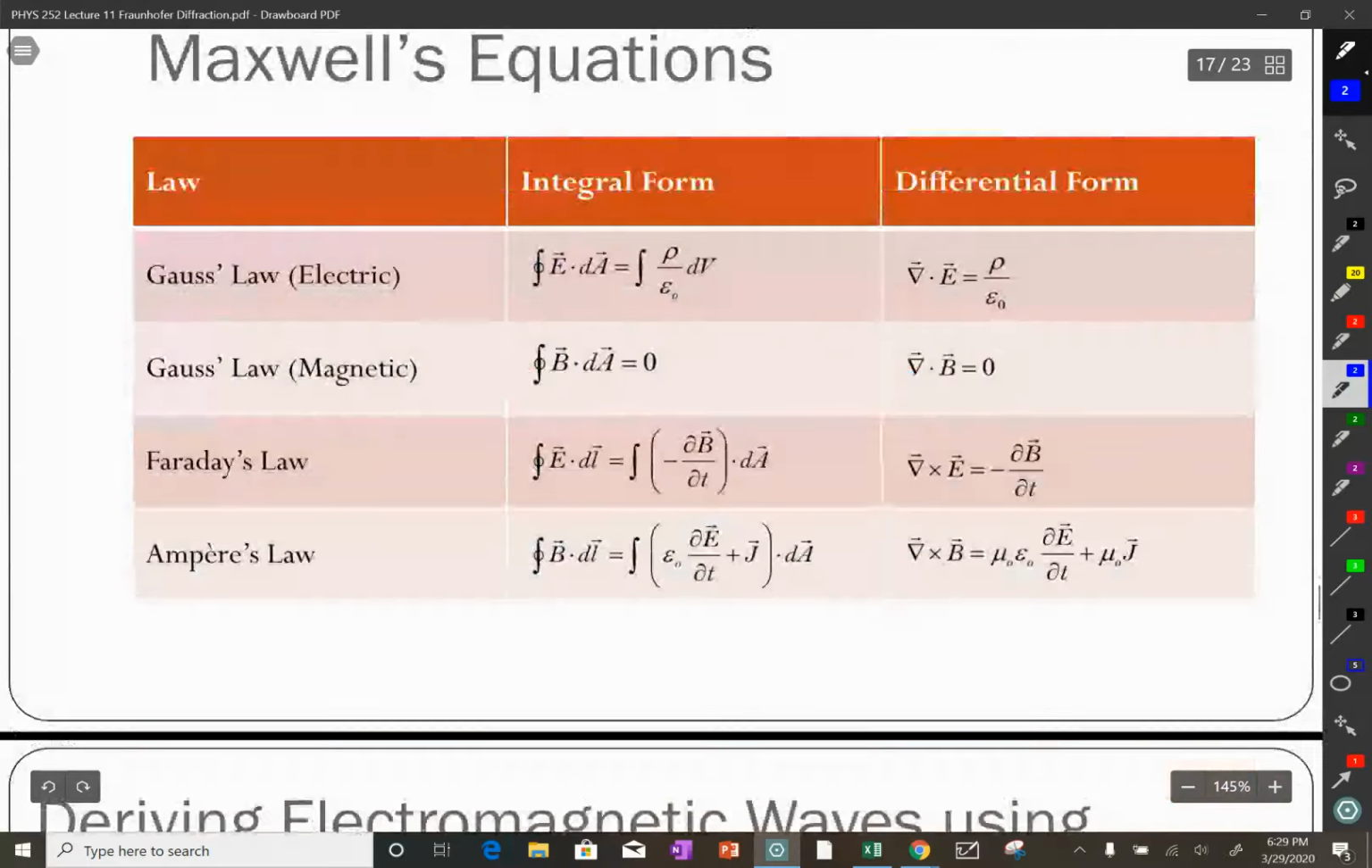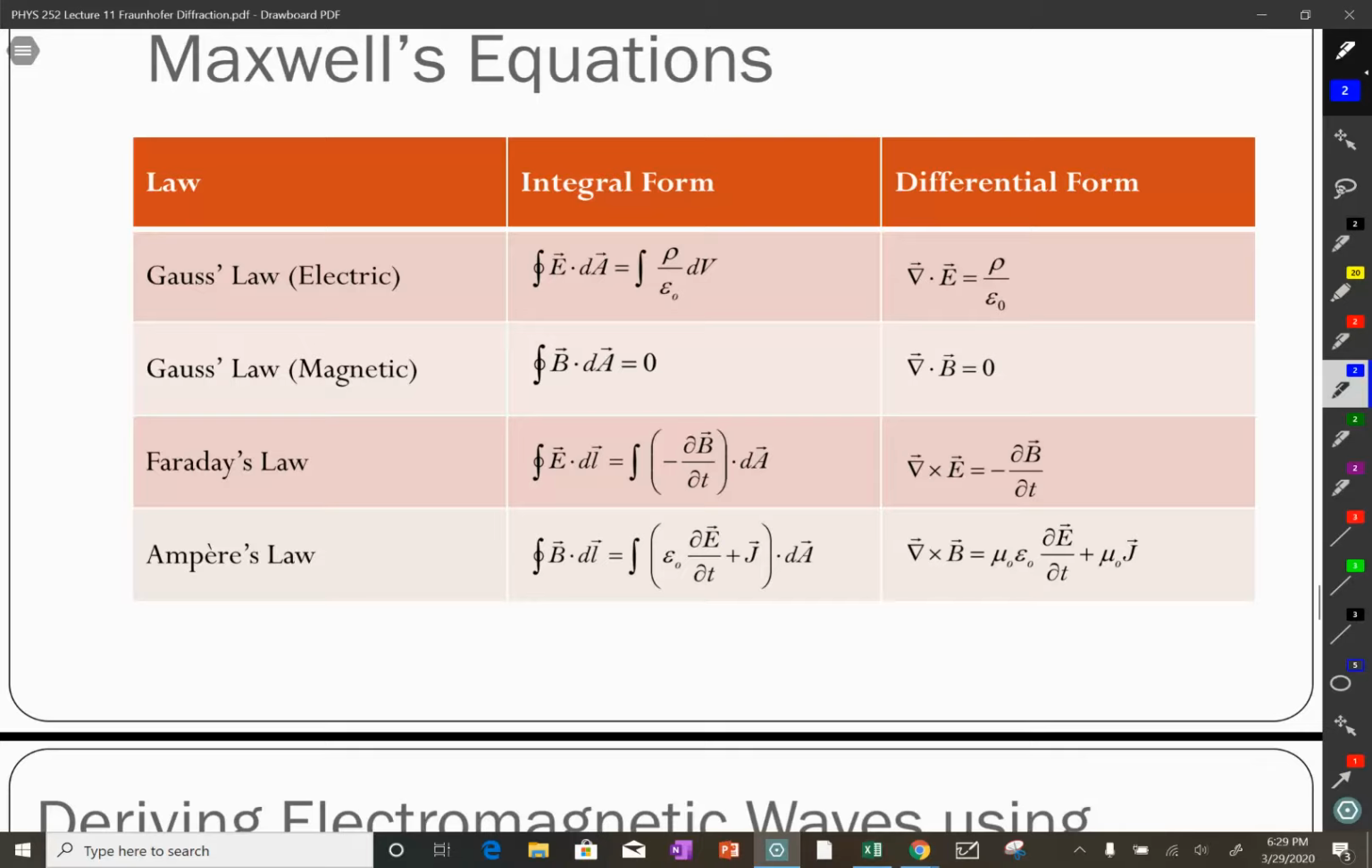Here are Maxwell's equations. Gauss's law for electric, which gives us that a charge produces an electric field. Gauss's law for magnetic, a magnetic charge would give us a magnetic field. Faraday's law of induction says a change in magnetic field gives us an electric field. Ampere's law says that a change in electric field gives us a magnetic field. Also, a current gives us a magnetic field.